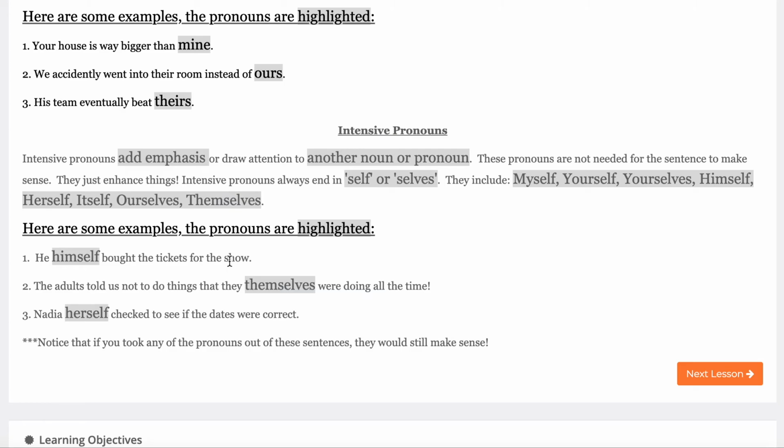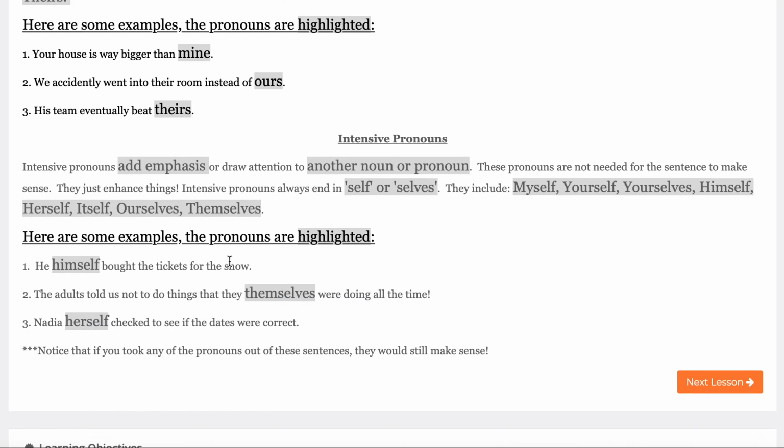Now, if I said he bought the tickets for himself, that is not an intensive pronoun. Sorry, I keep saying program. It's not an intensive pronoun if I say he bought those for himself, because we need that in the sentence. We need to know that he bought them for himself, otherwise we wouldn't fully understand who he bought them for. So it's only an intensive pronoun when we don't need it there in the sentence for it to make sense.